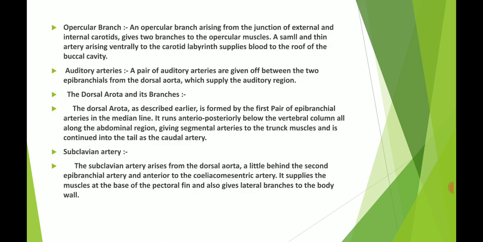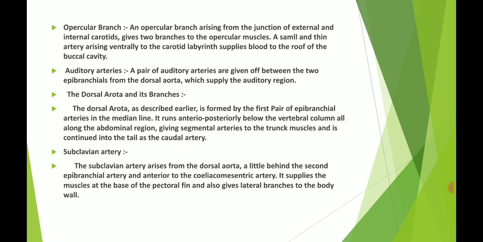The opercular branch arises from the junction of the external and internal carotids and gives two branches to the opercular muscles. A small and thin artery arising ventrally to the carotid labyrinth supplies blood to the roof of the buccal cavity. Here the auditory arteries are present. A pair of auditory arteries are given off between the two epibranchials from the dorsal aorta, supplying the auditory region.